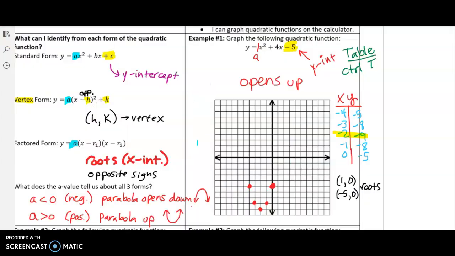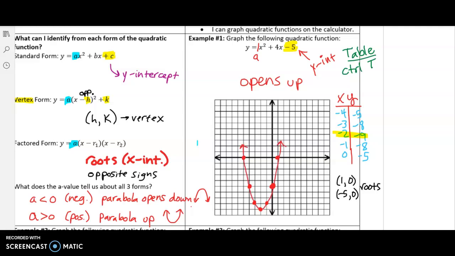So I've written down my roots here at the bottom in black, 1, 0, and negative 5, 0. You'll know they're roots because the y values are 0. So I'm going to go ahead and plot those as well. 1, 0, and negative 5, 0. And then I can graph the parabola pretty easily.